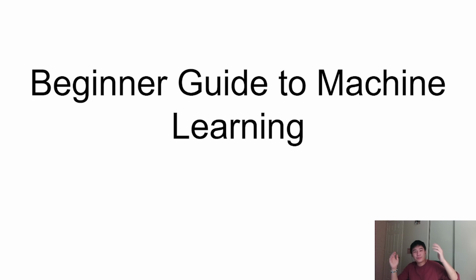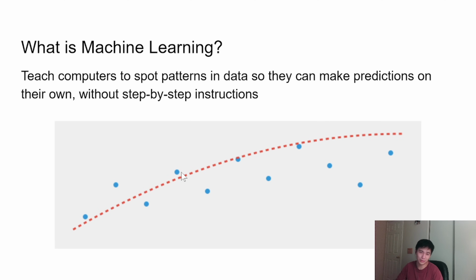Okay, welcome to this high-level review of machine learning, and this is going to set us some foundations as we progress in the ml5.js projects. Okay, so really, let's just jump into it. What is machine learning? Machine learning is really about teaching computers how to spot patterns from massive amounts of data so they can make predictions on their own without us having to give them step-by-step instructions.